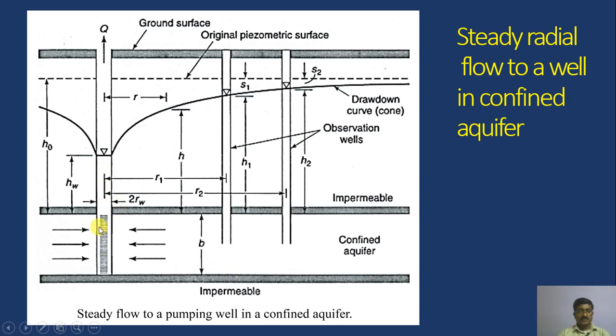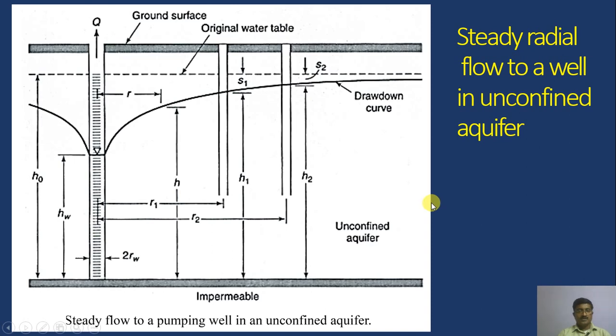You can observe here how the water level or head is obtained in the main well. In the unconfined aquifer, this is the impermeable layer and this is the unconfined aquifer. This is the original water level, and above it you can see the ground surface. So the water extraction is the cone that we are going to deal with.